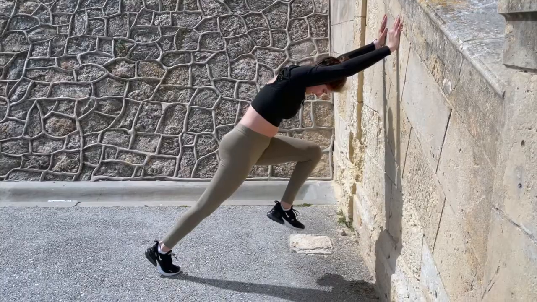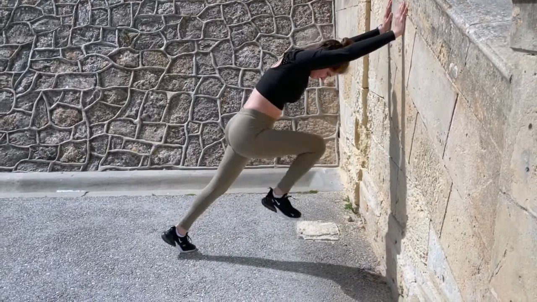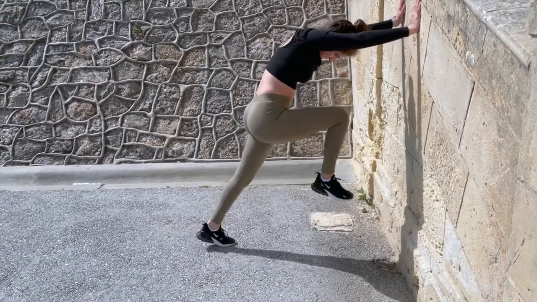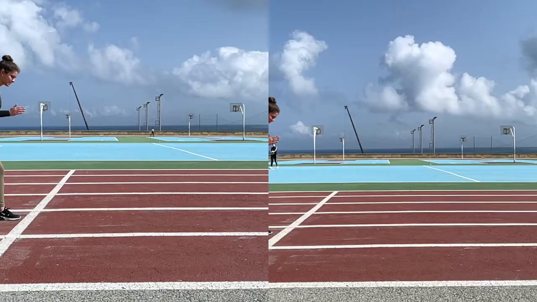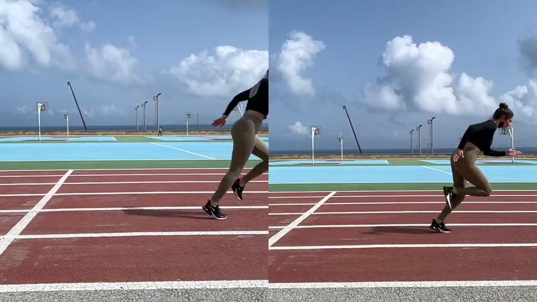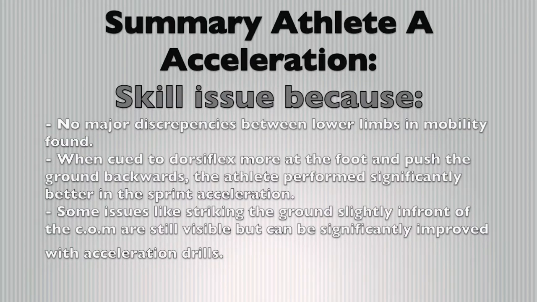After the tests, the athlete performed the wall drill and I cued her to drive her feet back into the ground and try to maintain a forward lean. After a few repetitions, I had the athlete perform the acceleration from a 2-point stance again, and an improvement can clearly be seen in the way she accelerates. In summary, this athlete has a skill issue with the acceleration phase, as no major discrepancies in mobility were found, and when the athlete was cued to dorsiflex the foot, push against the ground, and maintain a forward lean, there was an instant improvement in the form of her acceleration.